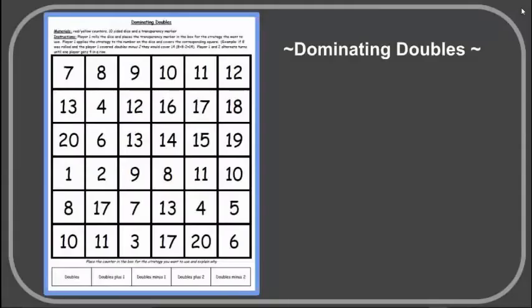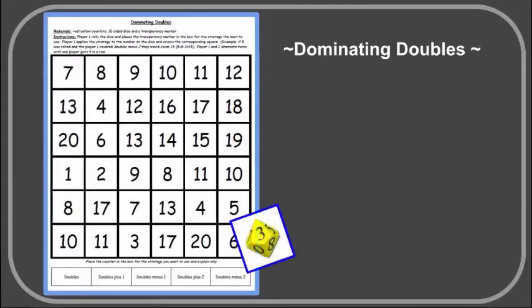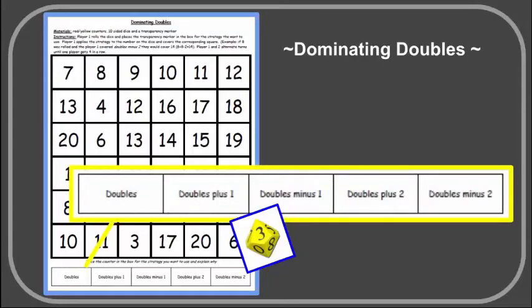A fun game to reinforce the double strategy is Dominating Doubles. Students will roll a 10-sided die and then double that number. The goal of the game is to cover 4 in a row. Therefore, the student may decide to only double the number, use doubles plus 1, doubles minus 1, doubles plus 2, or doubles minus 2 to find the number that best meets his or her needs.